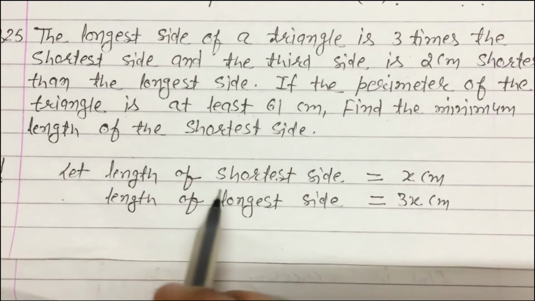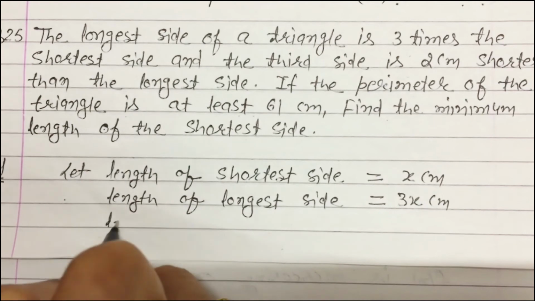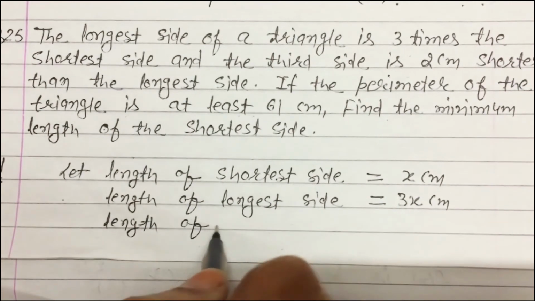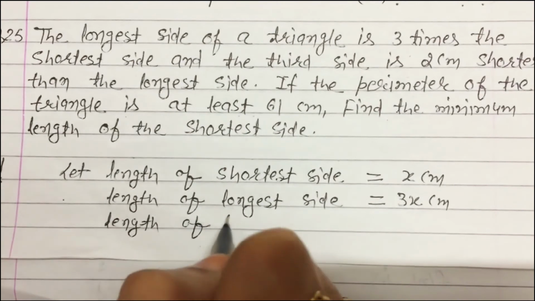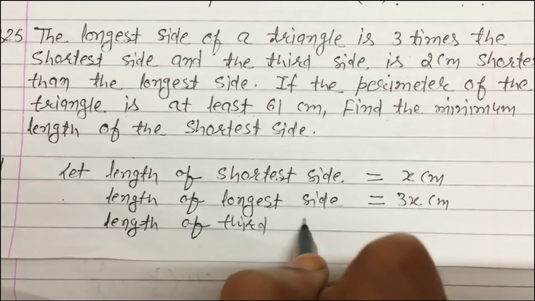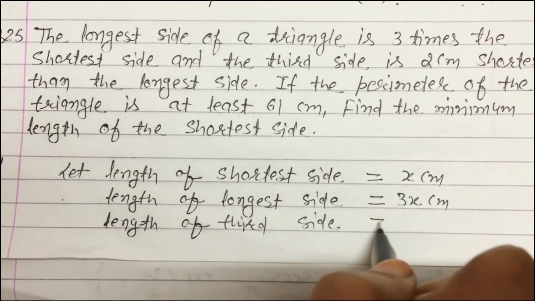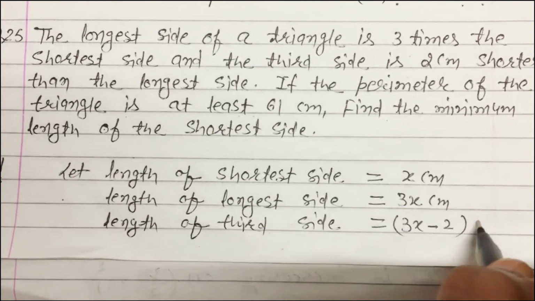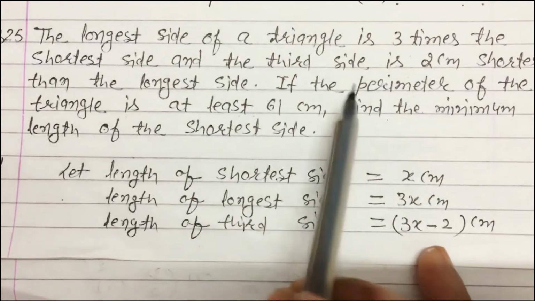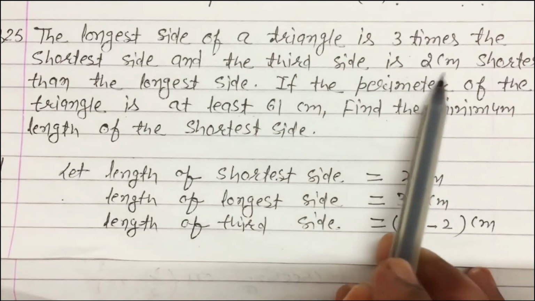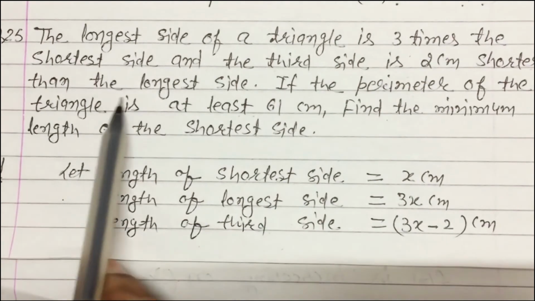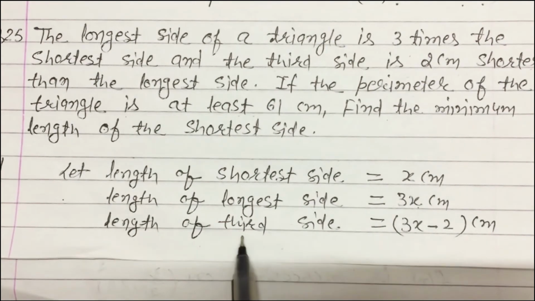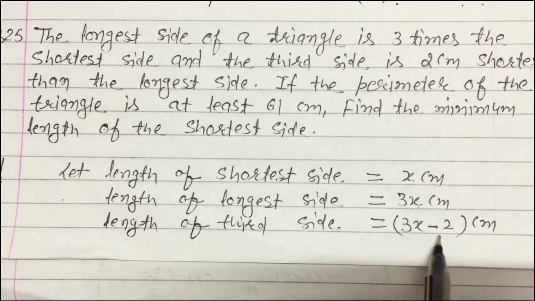And the length of the third side is 3x minus 2 centimeter. It is also given that the third side is 2 centimeter shorter than the longest side. Here the longest side is 3x, so the third side is 3x minus 2.